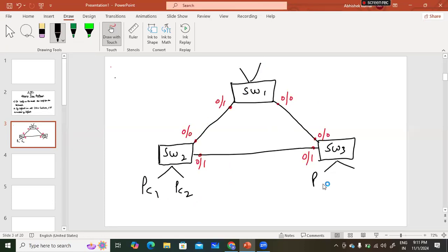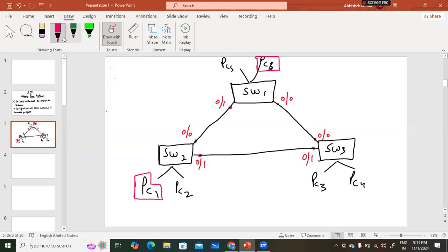Switch 2, switch 3, and switch 1, like this. Okay. Now let's suppose PC1 is trying to communicate with PC6 on switch 1. What happens?